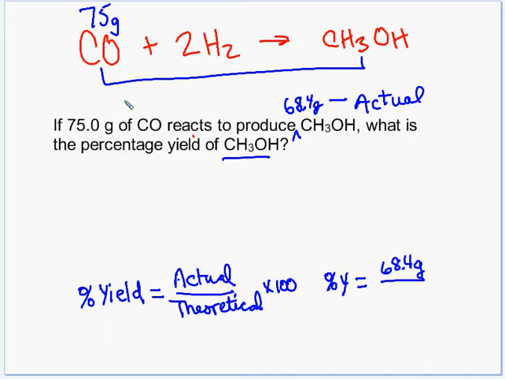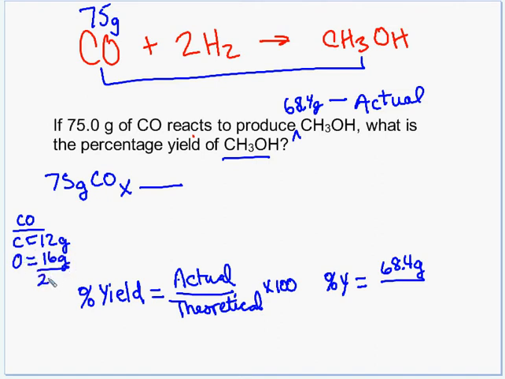So we can find the theoretical, and we do that by doing our box. So we start off with 75 grams of CO, and we follow the box. First, turn it into moles. Carbon is 12 if we do this up the molar mass. Carbon is 12, I believe. I'm not looking at a periodic table, but it's 12 grams. There's one of them. Oxygen is 16 grams. So that's 28 grams. So 28 grams of carbon monoxide per 1 mole of carbon monoxide.